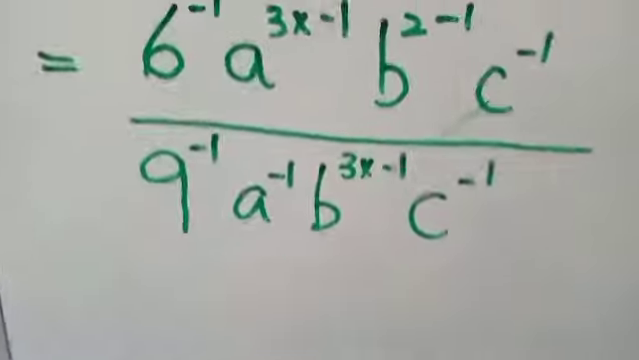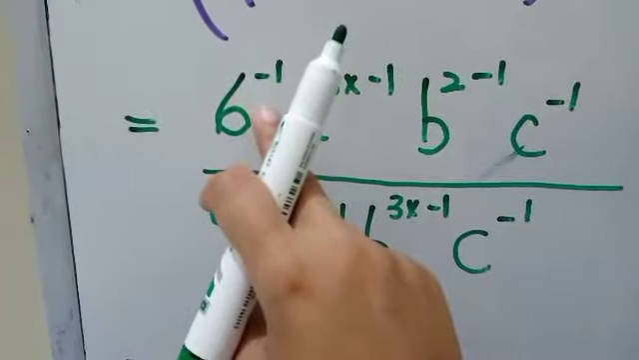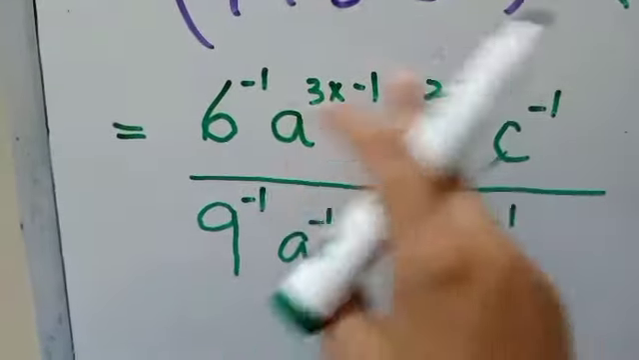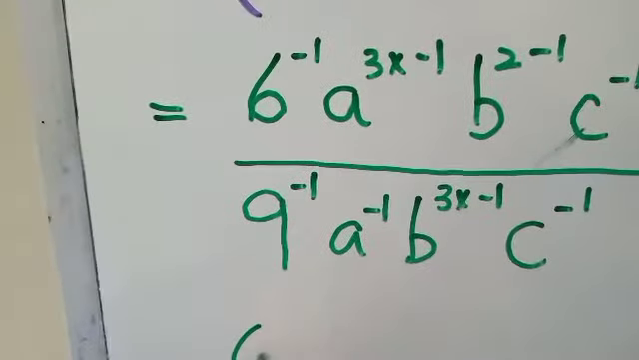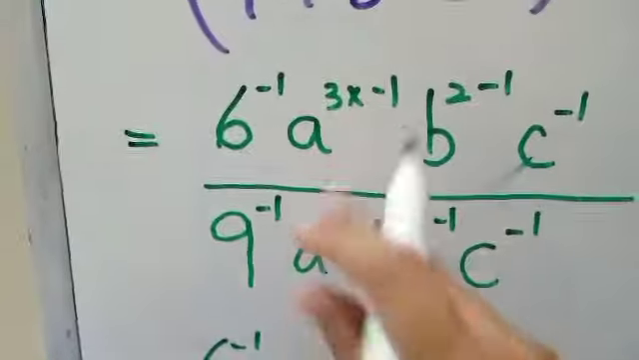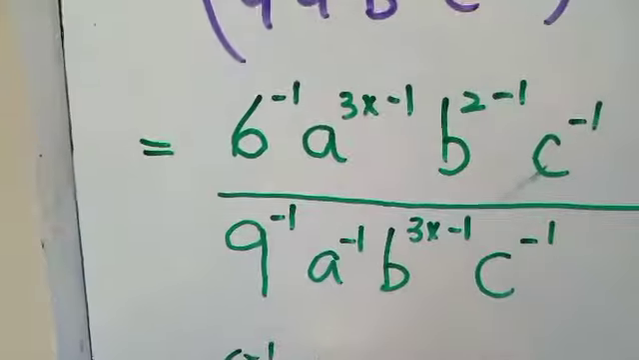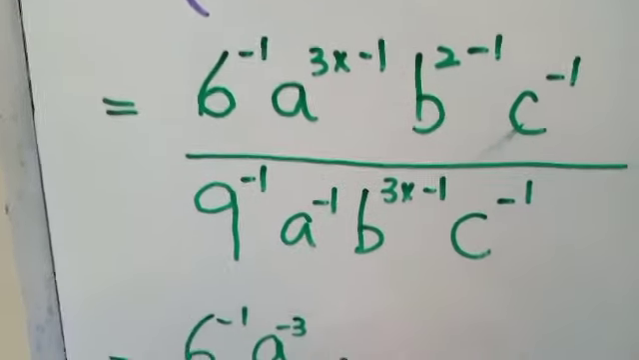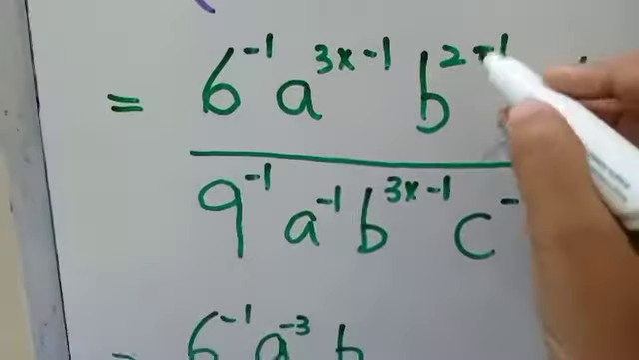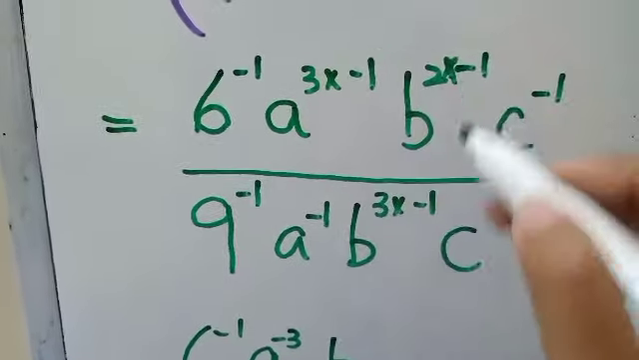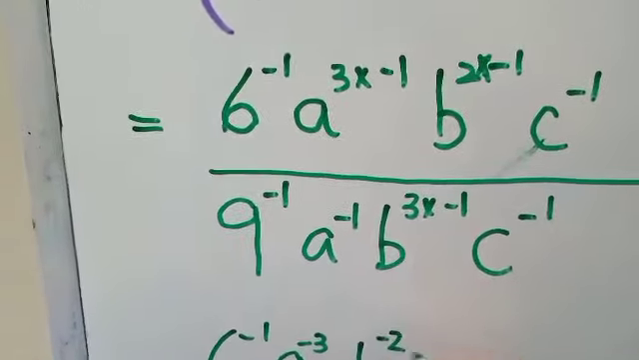Now what you will do, students, is 6 raised to the power minus 1 here. Simply first multiply the powers and then we can see what we can do in the next step. 6 raised to the power minus 1 will come as it is. A, 3 multiplied by minus 1 gives me minus 3. B, 2 multiplied by minus 1, 2 ones are 2 and minus, so minus 2.